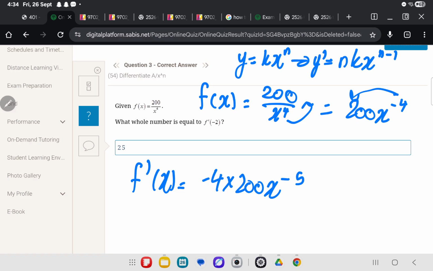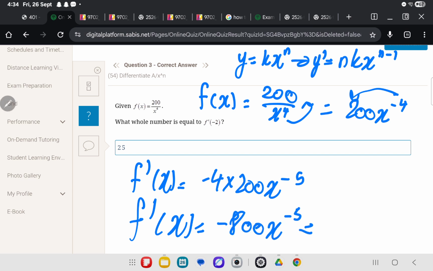Okay, now that we know this, f prime of x can be simplified. Obviously you can leave it like this because they're only asking for the value of the derivative at negative 2. But if they asked you to find the derivative, like type in the derivative, you are going to simplify this. It's very easy to simplify. Negative 4 times 200, negative 800 x to the power of negative 5, which if you want to simplify it even further is just negative 800 over x to the power of 5.